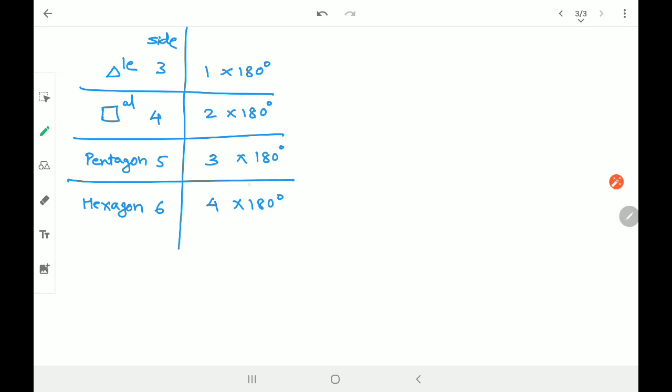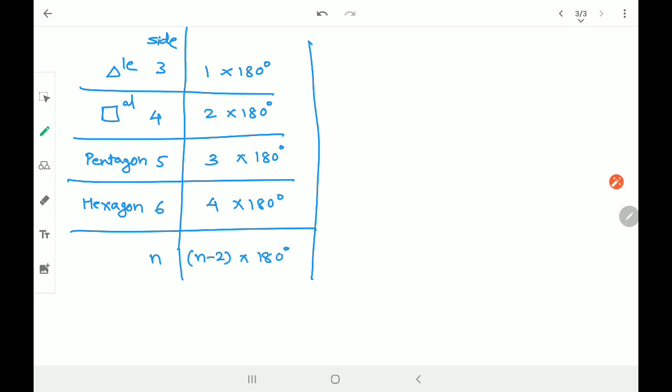Okay, so in case I have n sides, what is the general rule for this? It is in fact going to be n minus 2 into 180. Whatever the number of sides is, minus 2 into 180 is the formula. So how to find it? Just understand it. Look, here there are 3 sides, 3 minus 2 means what? 1 into 180. 4 minus 2, 2 into 180. 5 minus 2, 3 into 180. 6 minus 2, 4 into 180.